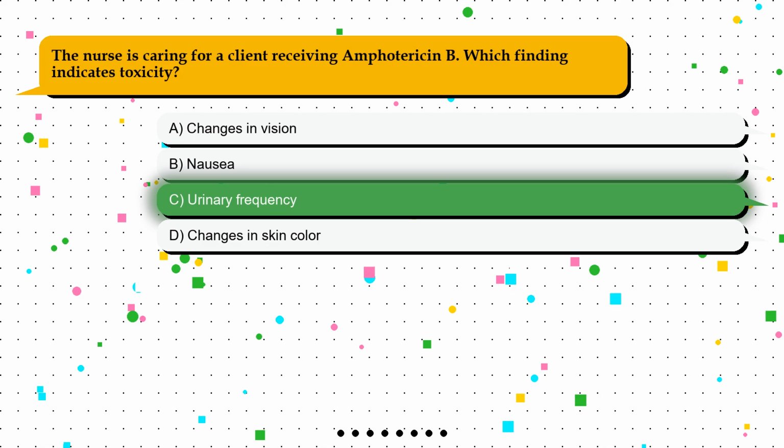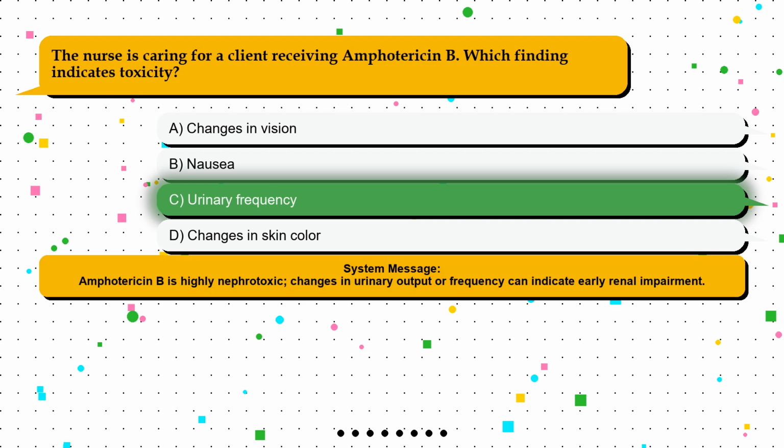The correct answer is option C, urinary frequency. Amphotericin B is highly nephrotoxic. Changes in urinary output or frequency can indicate early renal impairment.